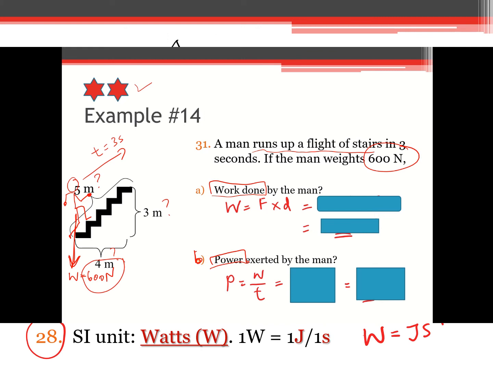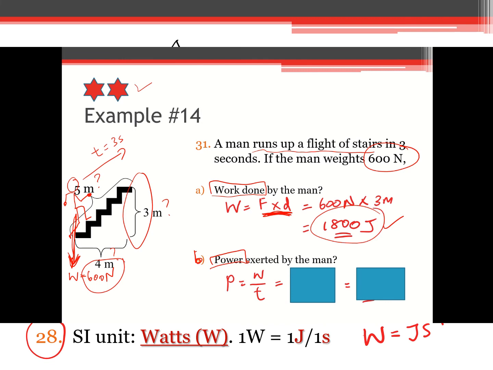5 seconds. Remember, force times distance, it must be parallel. These two quantities must be parallel. So since your weight acts vertically down, the parallel distance is the vertical 3 meter. So you should take this 600 Newton times 3 meter. You should get 1,800 joules. Now part A, you have calculated the work done.